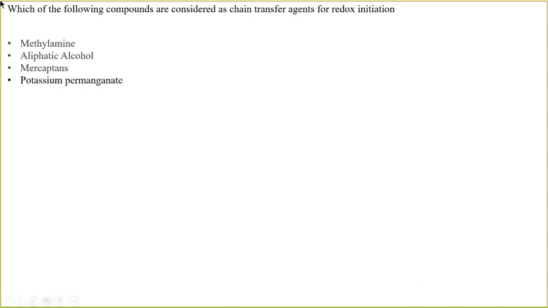So the compounds which are considered as chain transfer agents for redox reactions are, amongst these, methylamine, aliphatic alcohol, and mercaptans, because they are easily able to transfer free electrons to other propagating chains. They are very capable of transferring free electrons, as they themselves have quite an abundance of electrons present.